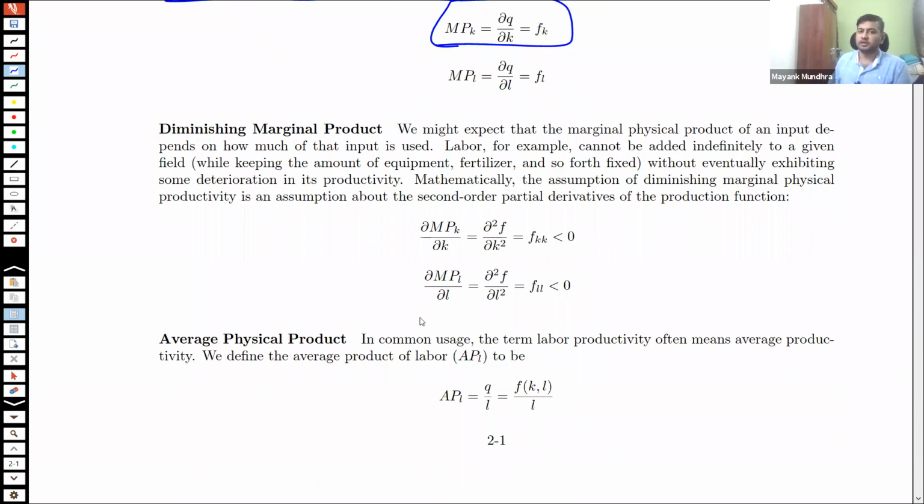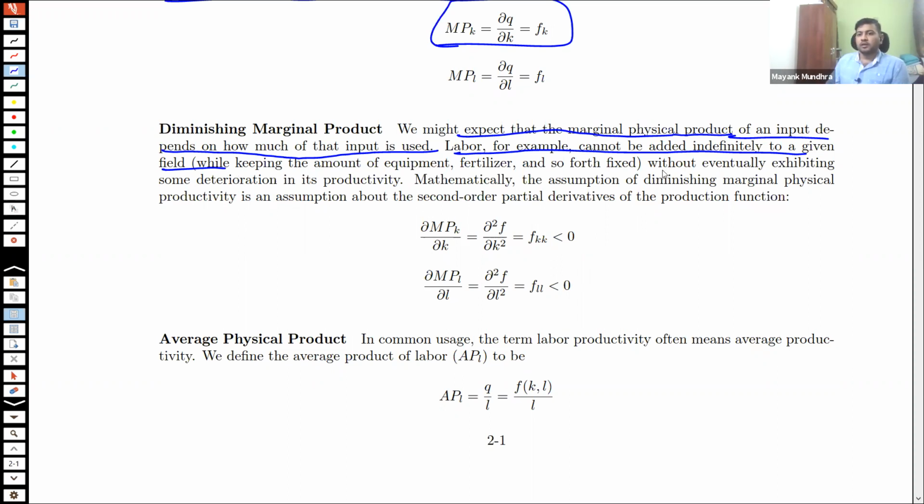Then diminishing marginal productivity. This is an assumption we make very often. We might expect that the marginal physical product of an input depends on how much of that input is used. So labor, for example, cannot be added indefinitely to a given field. Suppose you have a farm and you are hiring labor to work on that farm. You cannot keep hiring more and more labor. Ultimately, what will happen is that at some point, these laborers are going to fight against each other. There's going to be no space to work, a lot of ego clashes and whatnot. There's going to be fights. It is going to hurt productivity.